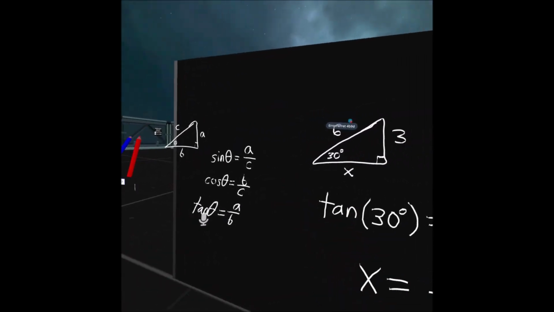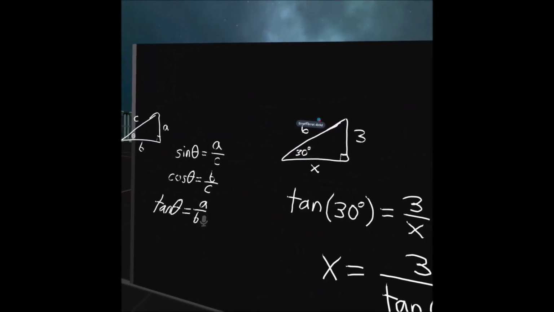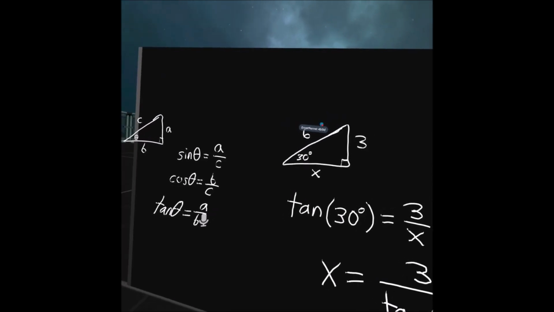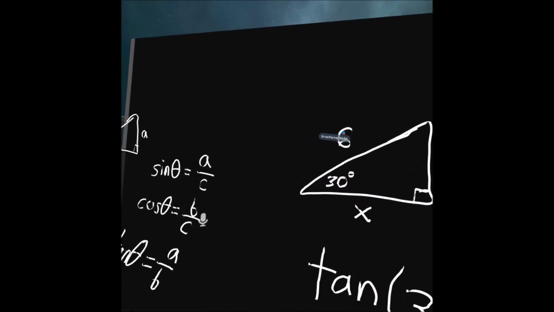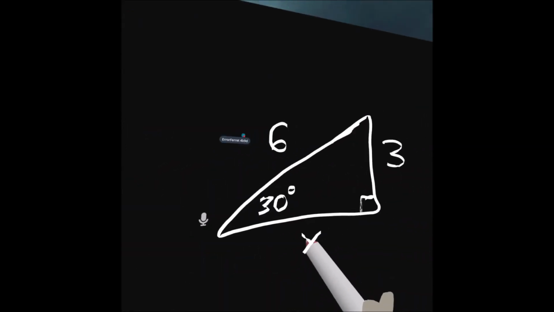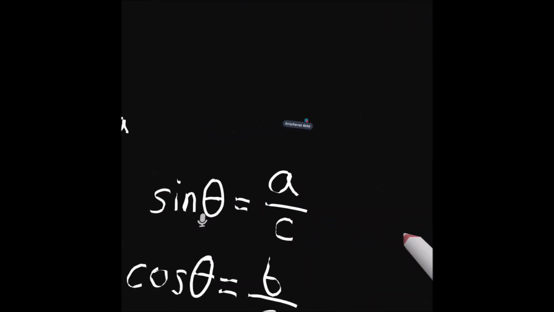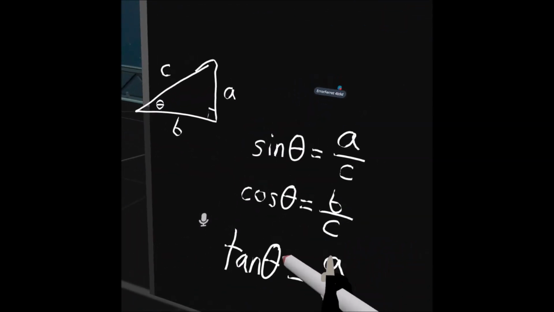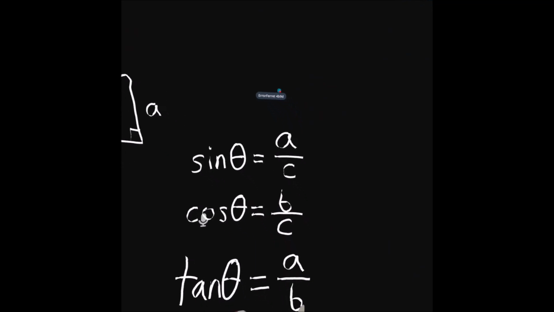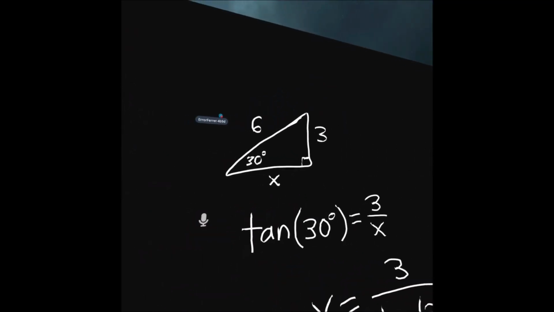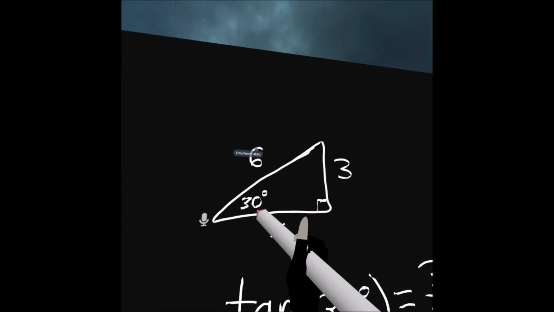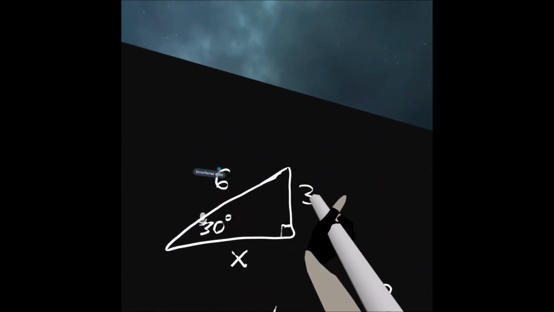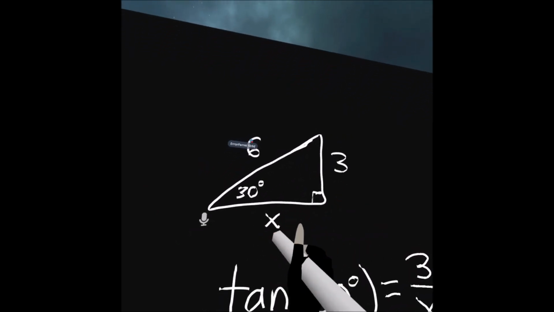You can use sine theta, that would work. Wait, no, I lied. You cannot use sine theta. Sine theta will not give you this x because in sine theta, there is no adjacent side. X is on the adjacent side, so you can either use tan theta or cosine theta because it has adjacent. Sine theta does not have adjacent, so if you use sine theta, you're just going to be computing these two numbers, not this side.